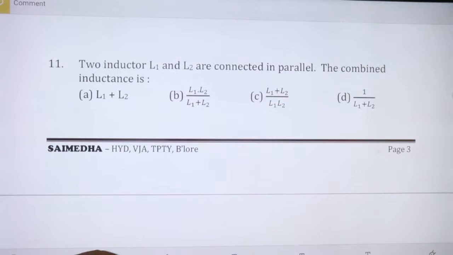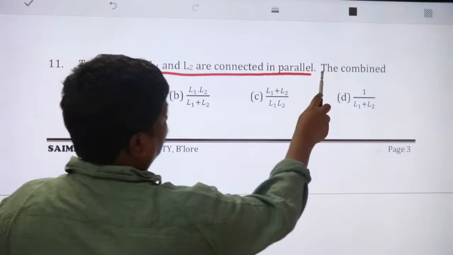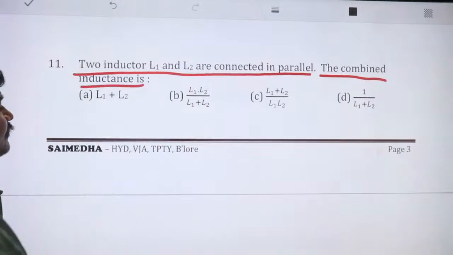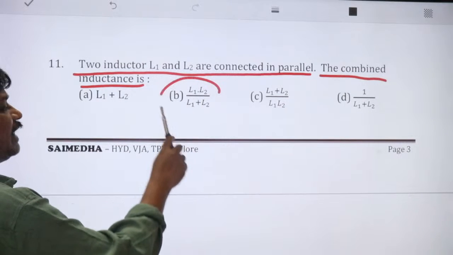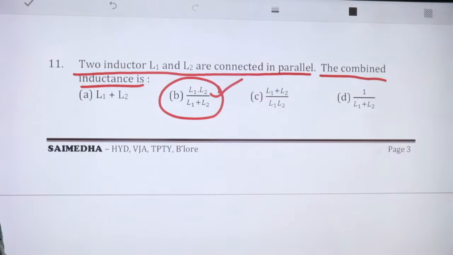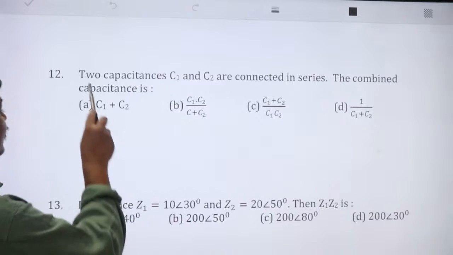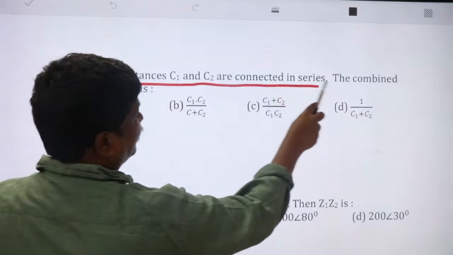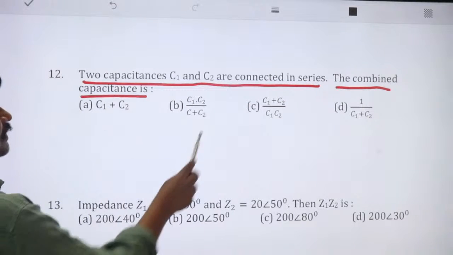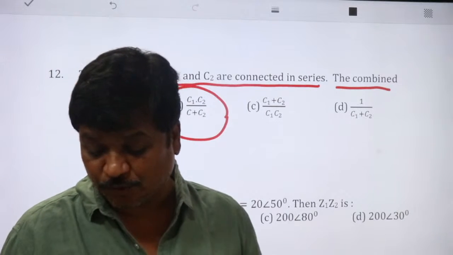See here. Two inductors L1 and L2 are connected in parallel. The combined inductance is L1 into L2 by L1 plus L2, like resistors. Next question. If two capacitors are connected in series, the combined capacitance is C1 into C2 by C1 plus C2.